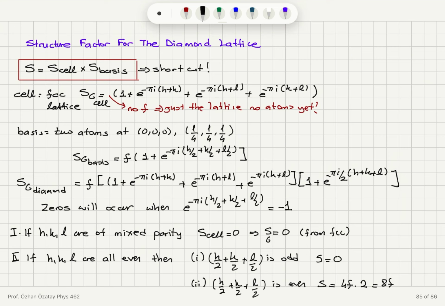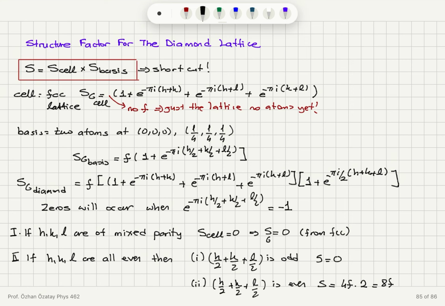Okay, so the total structure factor will be f times the structure factor of the face-centered cubic times the structure factor of the basis. And the zeros will occur if you have e to the minus i pi times h over 2 plus k over 2 plus l over 2 equal to minus 1. Okay, so let's analyze this situation here. If h, k, l are of mixed parity, we have seen in the previous discussion that the face-centered cubic structure gives us a zero structure factor. So from the FCC underlying lattice, we will obtain 0.